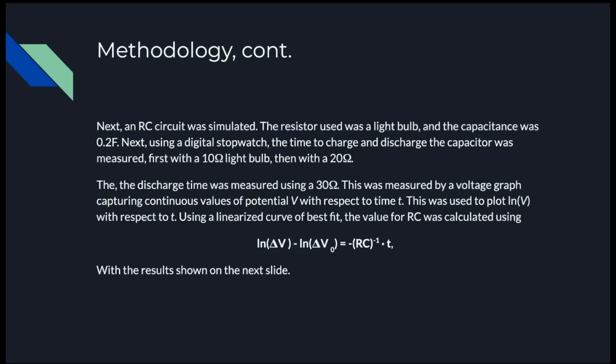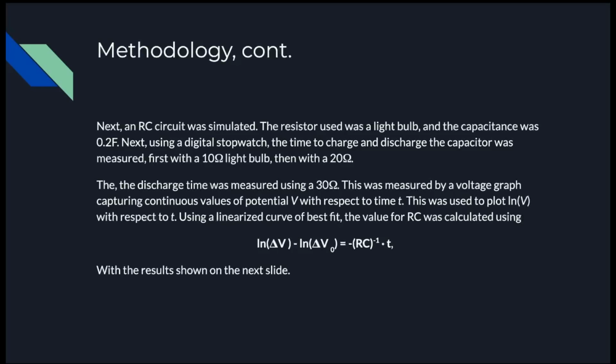After that, we swapped the light bulb out for a 30 ohm impedance light bulb, and we used that to measure the voltage drop across the capacitor over time. We did that for 25 seconds, and we recorded that using screen capture.